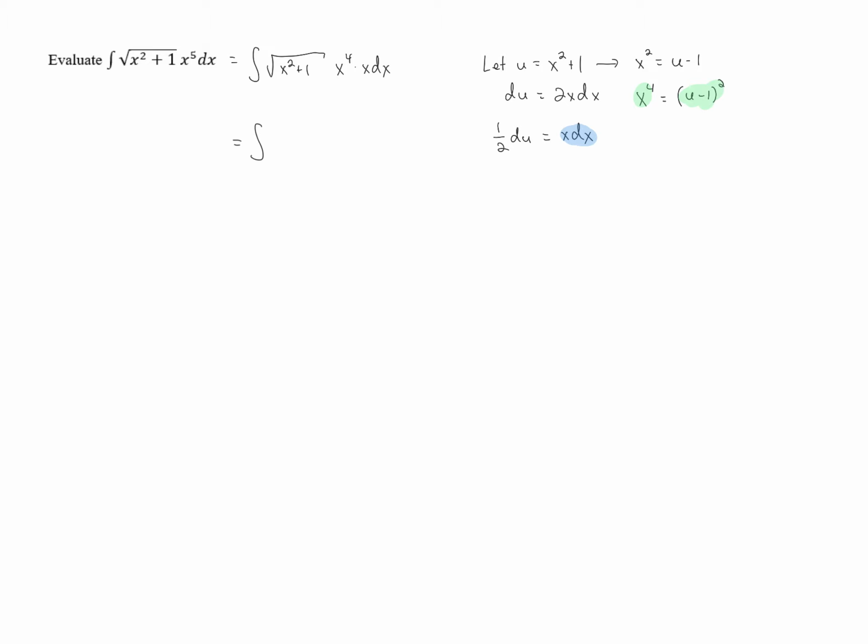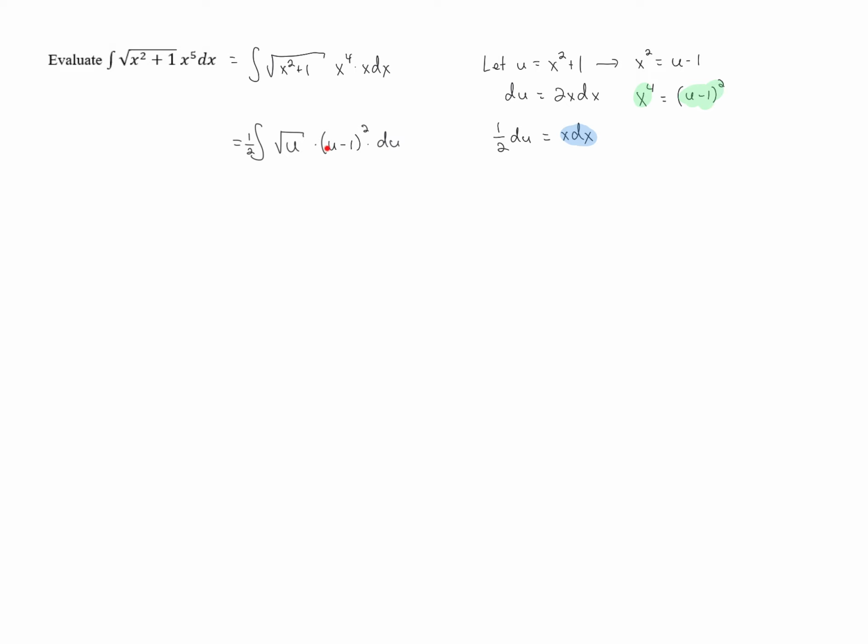So this is going to be the integral of the square root of u, and then times x to the 4th is u minus 1 quantity squared, and then times our x dx is going to be 1/2 du, and I'm going to put that 1/2 out front. And so we've got everything in terms of u, but it's still a little messy.